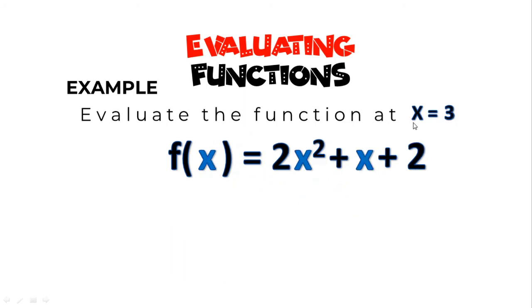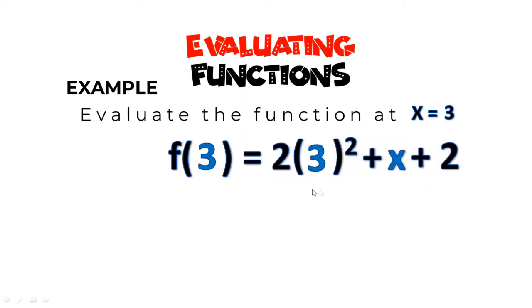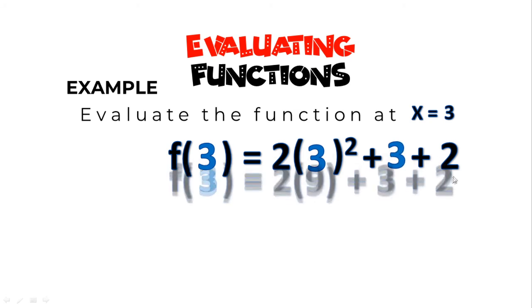Another example, dito naman ang value ng ating x is equal to 3. At ito yung function natin. F of x is equal to 2x squared plus x plus 2. So, gagawin natin is substitute natin yung 3 sa lahat ng x. So, magiging f of 3 is equal to 2 times 3 squared plus 3 plus 2.